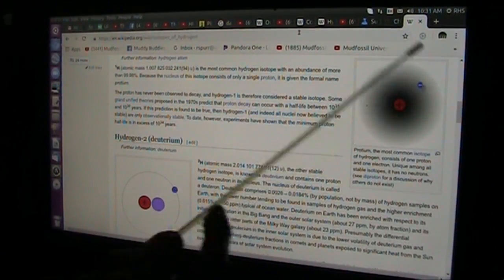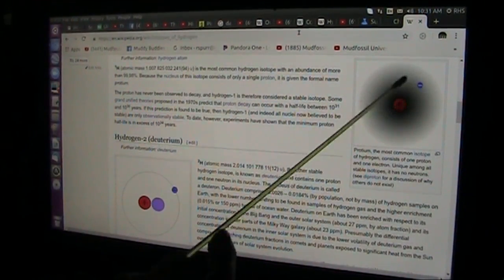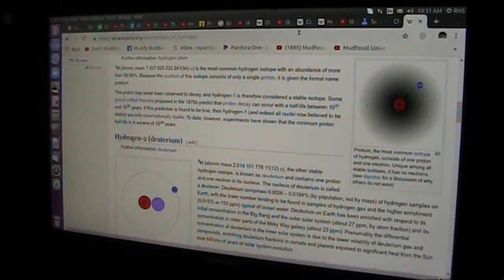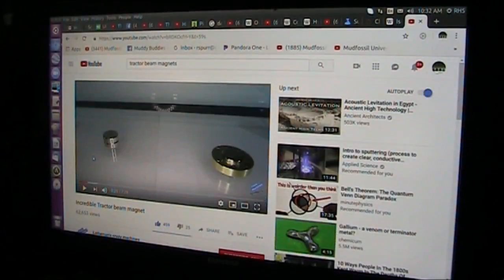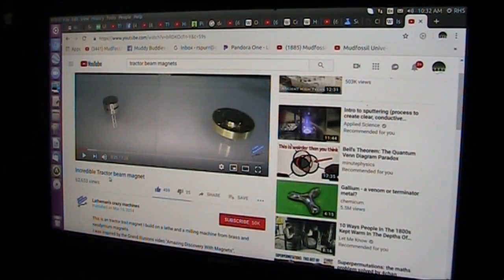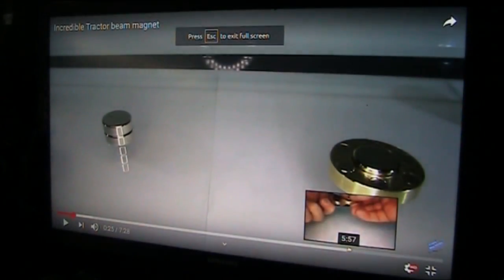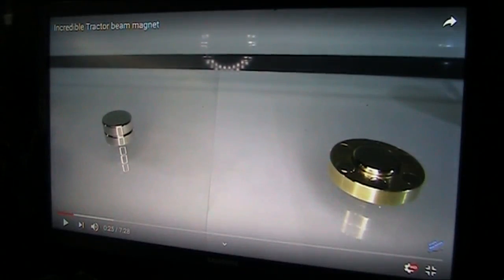Which forces this negative not to be able to approach the core tightly. So it's held in a region around it. Let me show you that in a practical sense. Okay, this is Latham's crazy machines, and it's an incredible tractor beam magnet. It's basically a toy. And what he has done is this right here is the nuclear core.